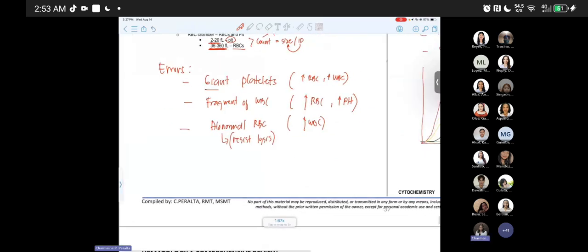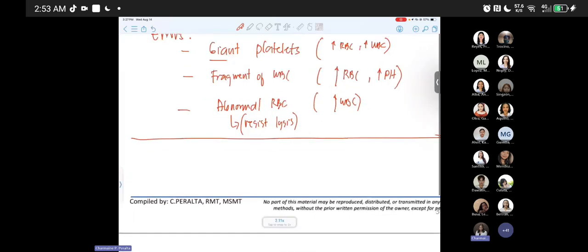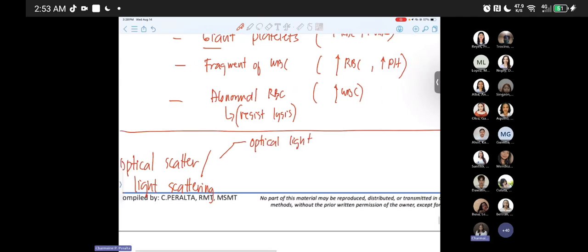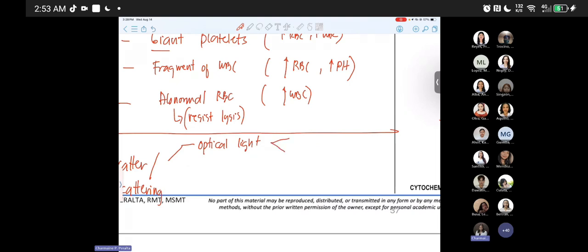I think this is last part ng automation. Aside sa electrical impedance, meron tayong tinatawag na optical scatter or light scattering. So, si optical scatter, gumagamit siya ng optical light. Ang tatandaan nyo lang dito, si optical light, minimeasure niya yung size ng cell and yung complexity ng cell. Ano yung complexity ng cell?